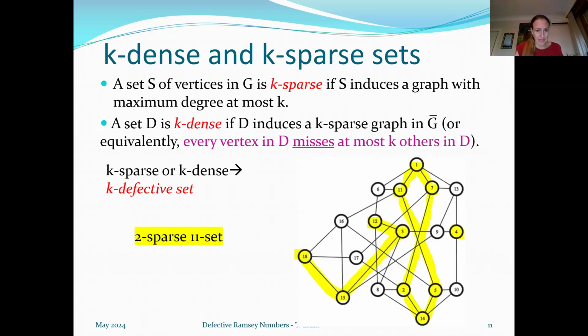Okay, here is a graph, and here in yellow, you can see a set of 11 vertices. If you look at the graph induced by these yellow vertices, every vertex has at most 2 other yellow neighbors. So this is a cycle here, so their degrees are 2. This is isolated, so 0. This vertex has only degree 1, and this one as well. These two too. So this is a 2-sparse 11-set.